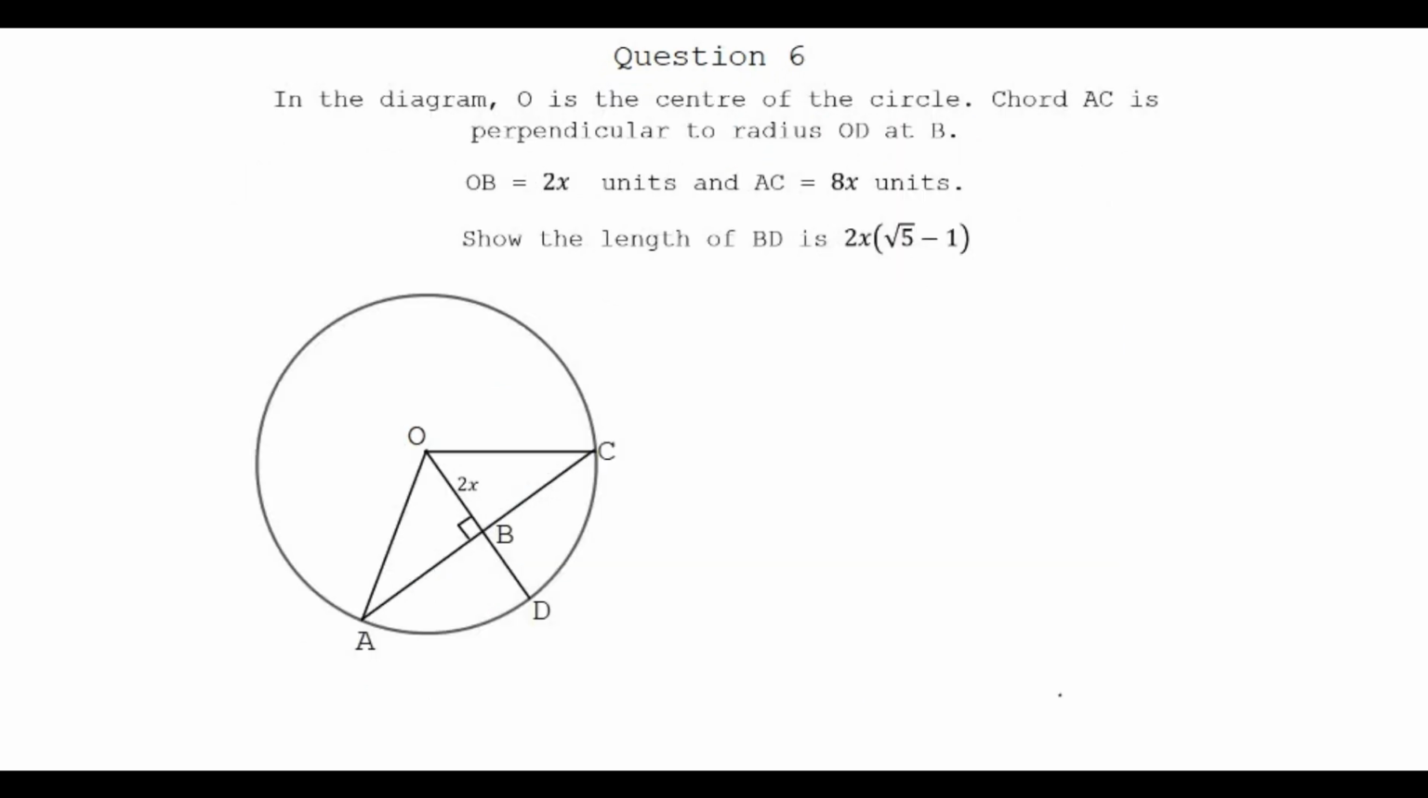Now we move over to the geometry side of things. We have question 6, which says, in the diagram, O is the center of the circle. Chord AC is perpendicular to radius OD at B. So AC is perpendicular to OD at B. Alright, then they say OB over here is 2x units, and AC over here is 8x units. Okay, so they haven't given us the 8x units, but they did state it. Then it says show the length of BD, so the little side over here, is 2x root 5 minus 1.